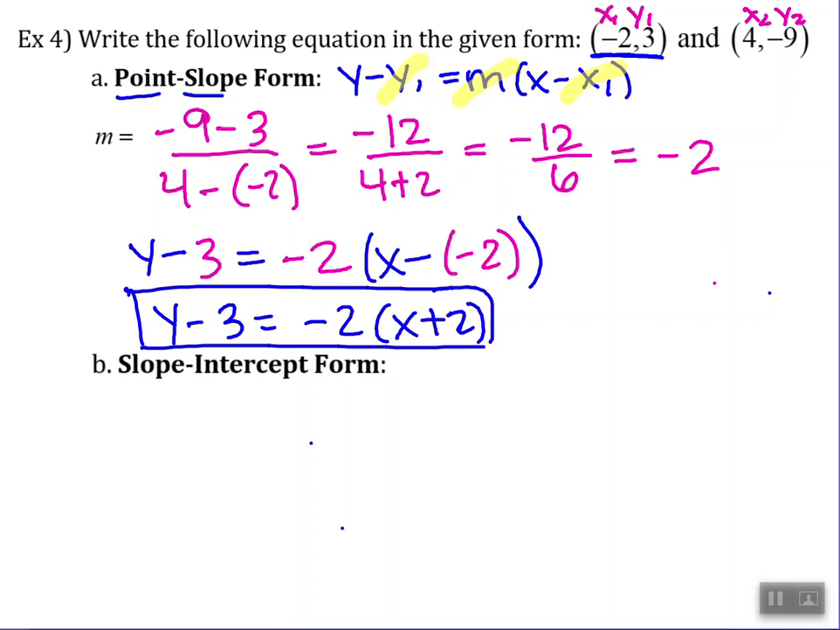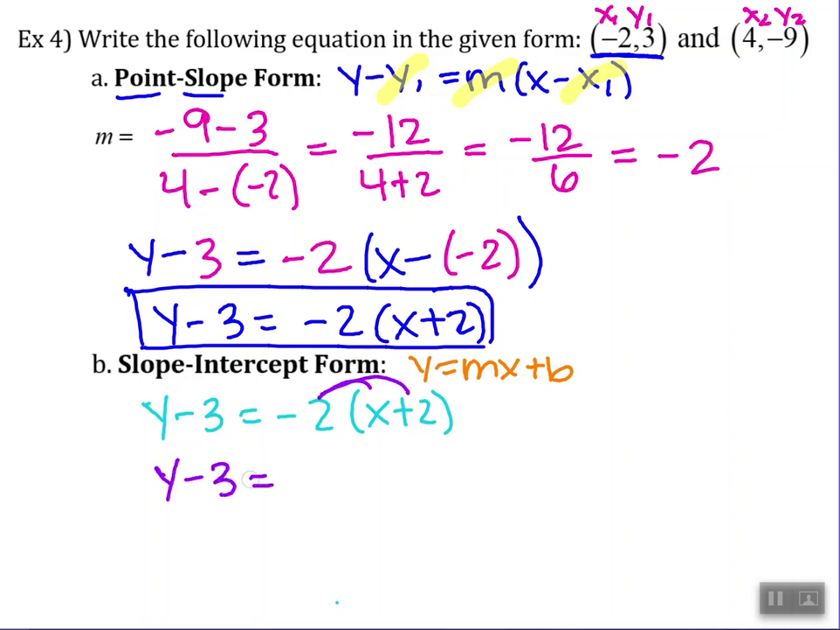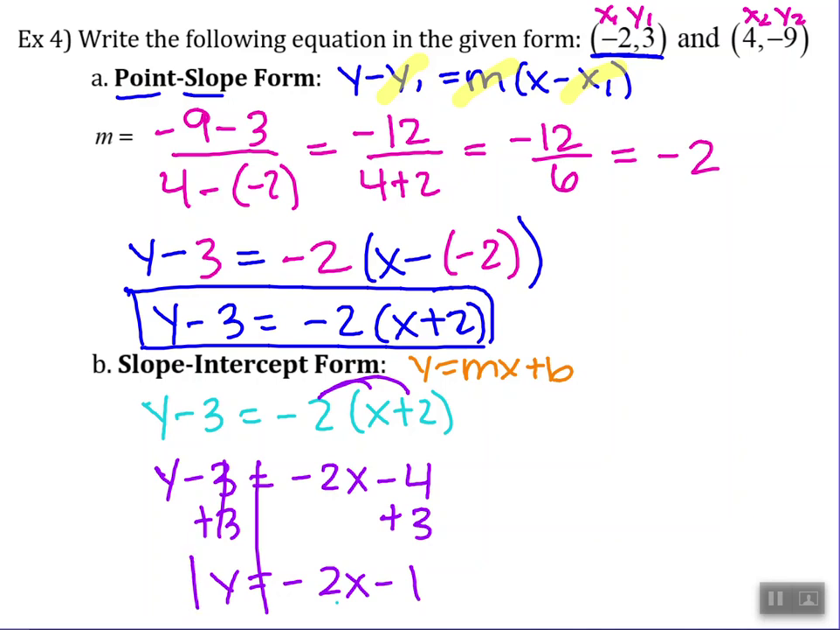All right, so slope-intercept form here. Again, I'm going to copy it down. Y minus 3 equals -2(x plus 2). And my slope-intercept form has to look like y equals mx plus b. So I'm going to go ahead and distribute that. Y minus 3 equals -2x minus 4. Plus 3 to both sides. Y is equal to -2x minus 1. -4 plus 3 is -1. So that one, yes, does have a lot of steps.